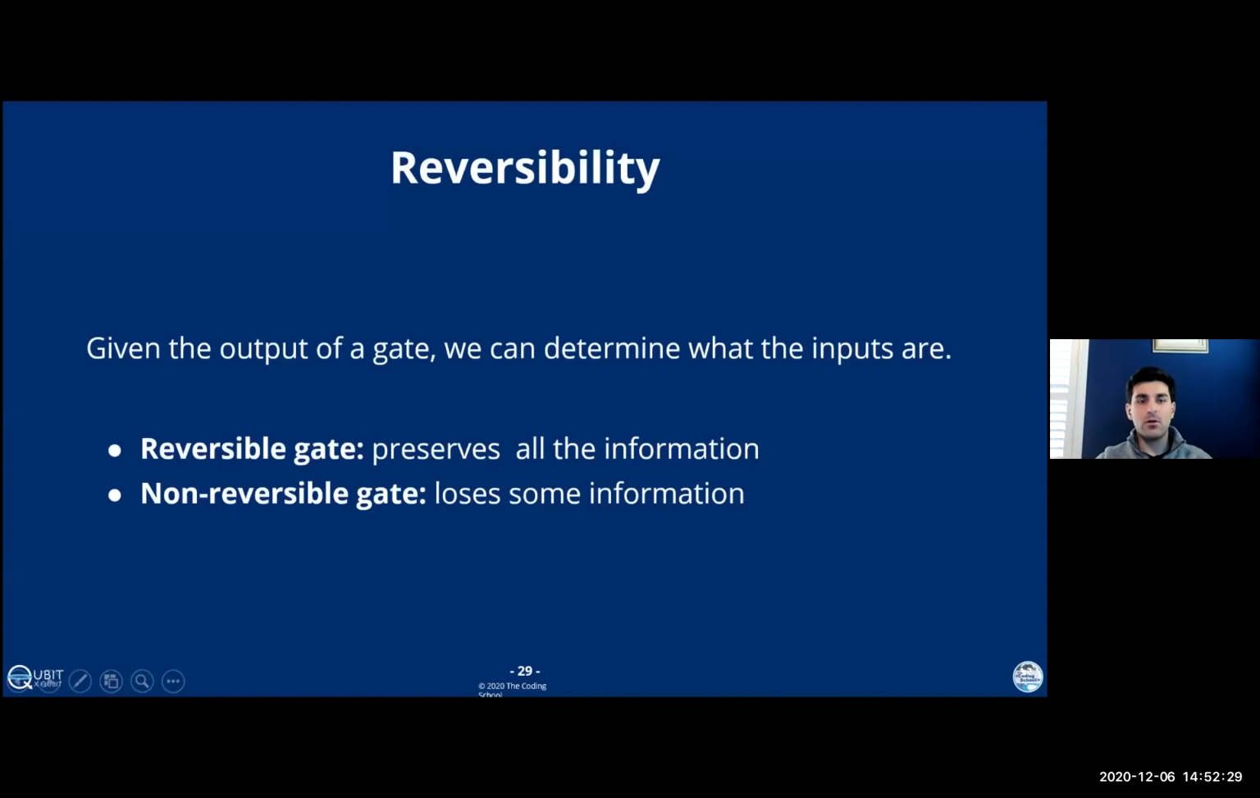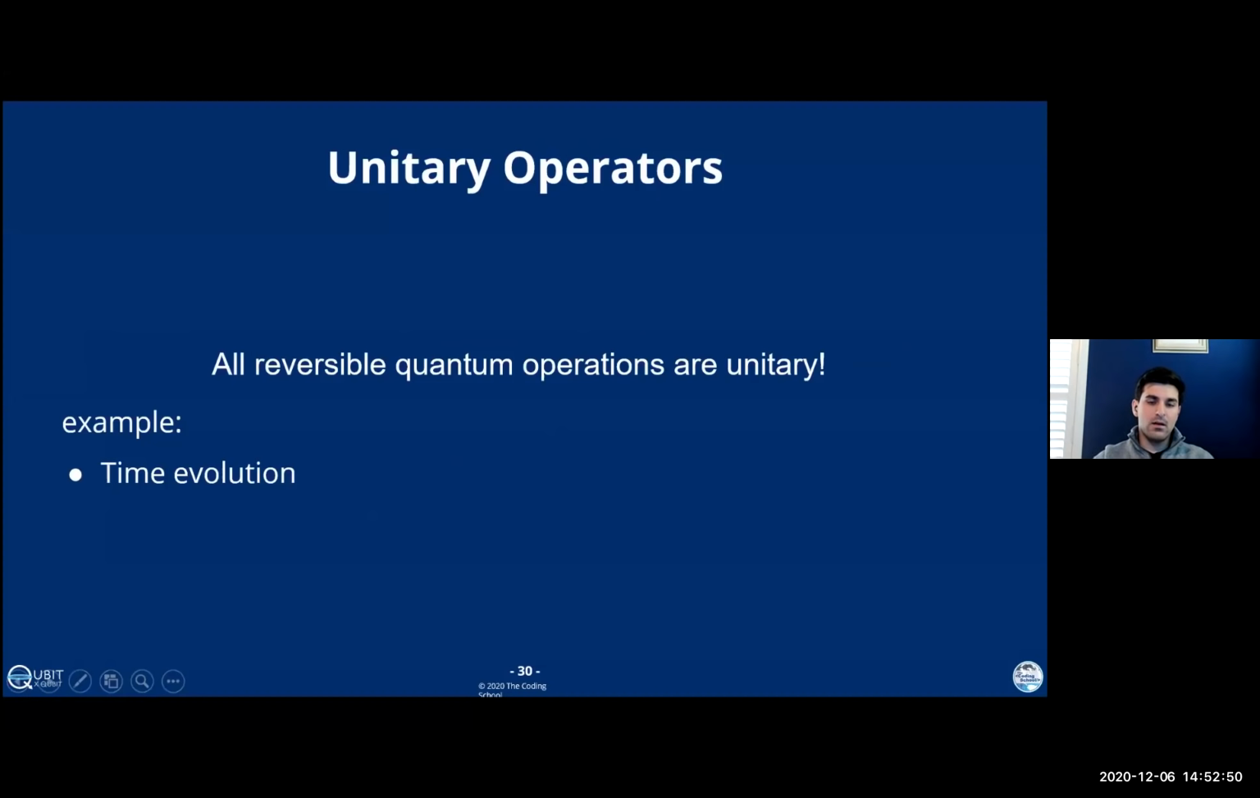And if you remember, we mentioned that, because of this information preservation, we need all of our quantum gates to be reversible. Because otherwise, the noise that we get due to the loss of information, again, the word noise is making a comeback here, will destroy our superposition and our quantum information. Now, with that, unitary operations are operations that are reversible. Or in other words, all reversible quantum operations are unitary. And an example of that is time evolution.